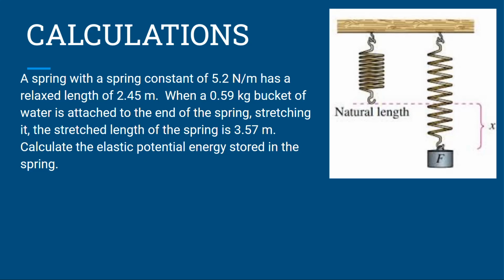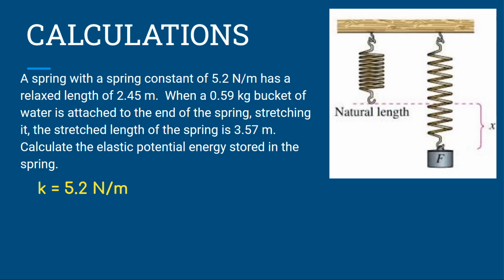Looking at the information, I obviously have a spring constant. They were kind and labeled it: spring constant of 5.2 newtons per meter. But there are multiple distances in this question. In my equation for elastic potential energy, which is what I'm solving for, I need K, which I have, but I also need X. I've got 2.45 meters, that's a distance, but I also have 3.57 meters. So which value should I use for X?